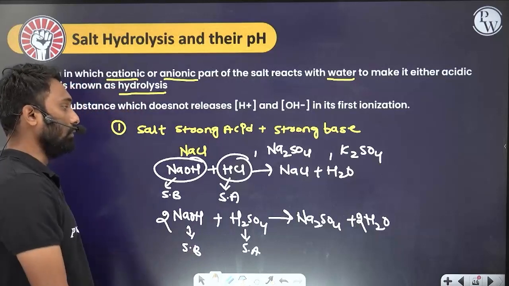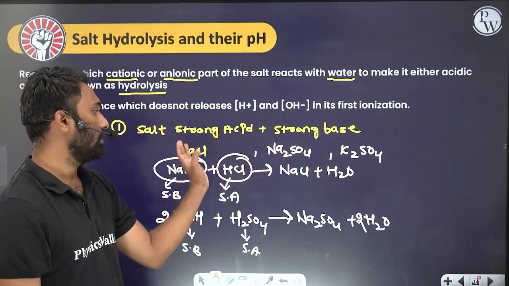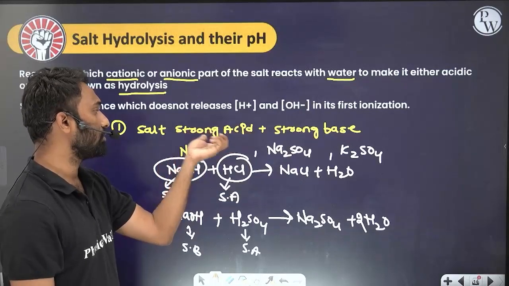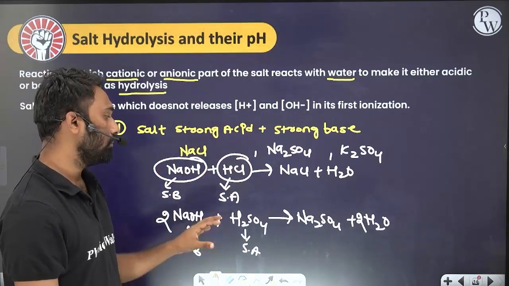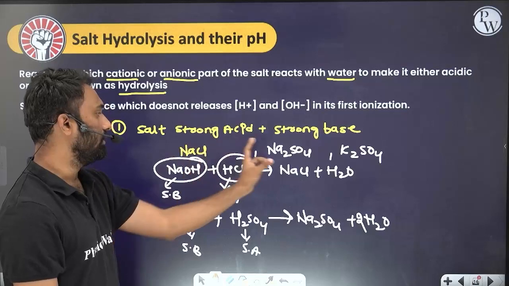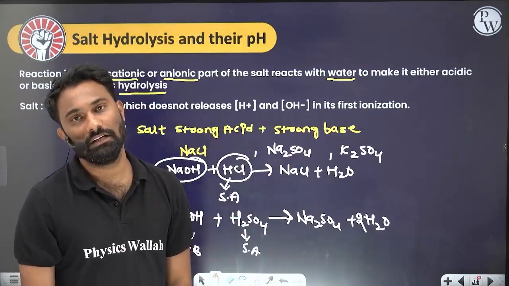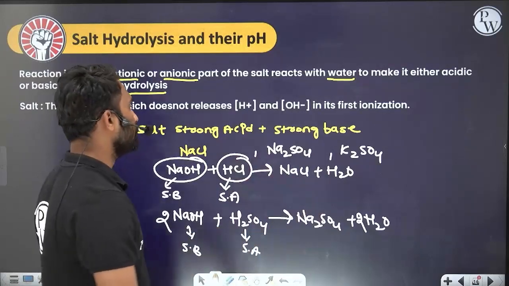Okay. Now these are the examples for the strong. These are the salts that come under strong acid versus strong base. Now these salts are strong electrolytes. They will be completely dissociated.